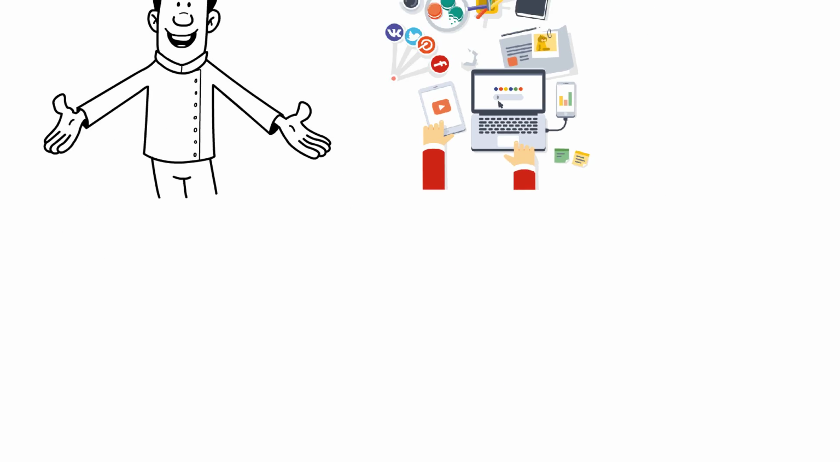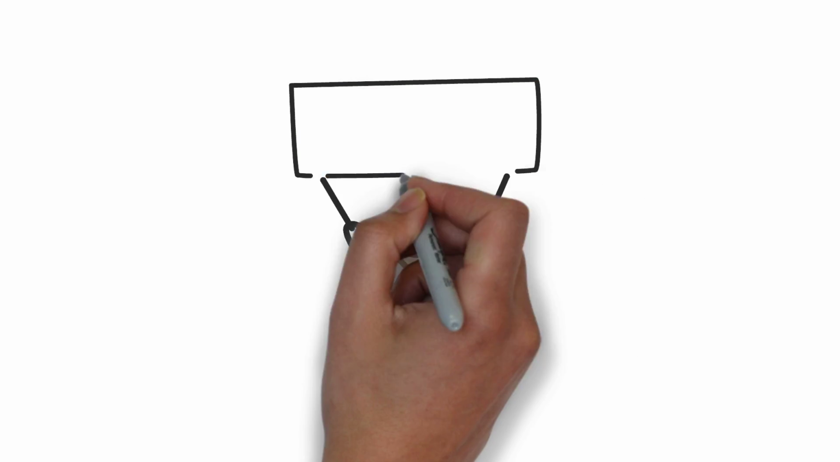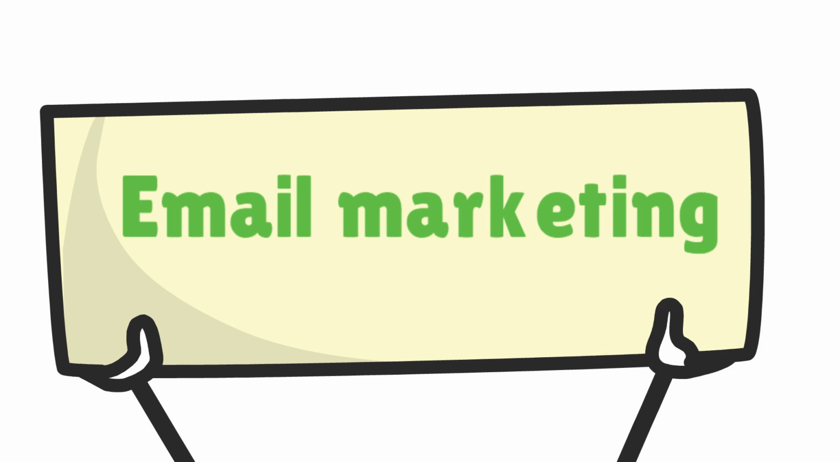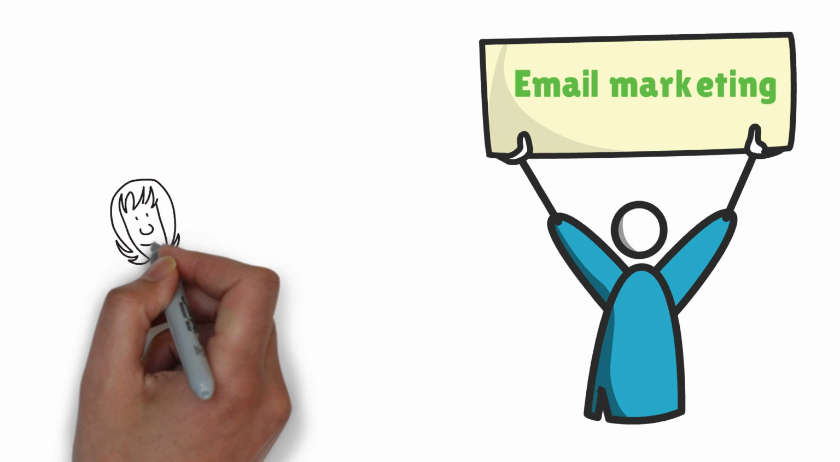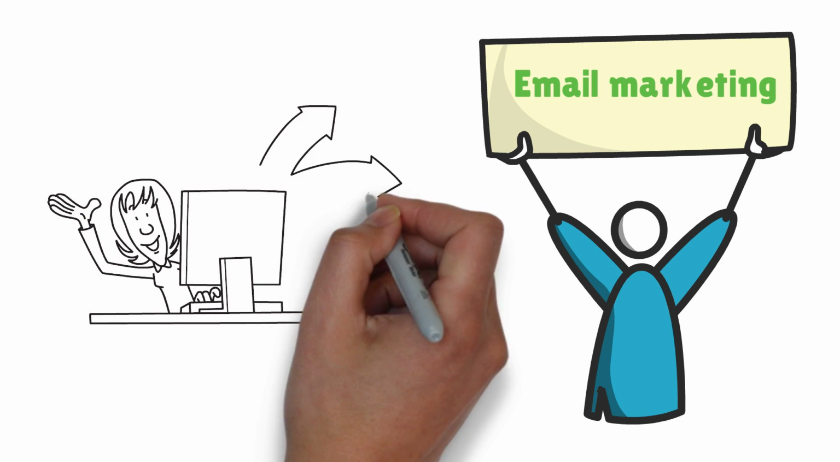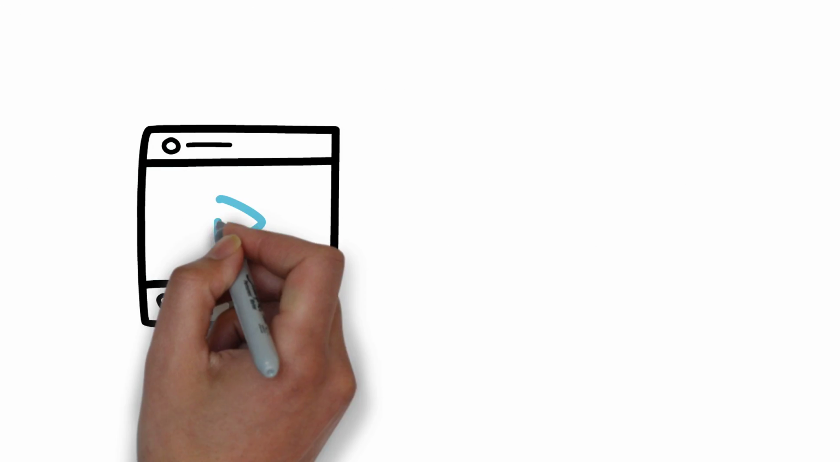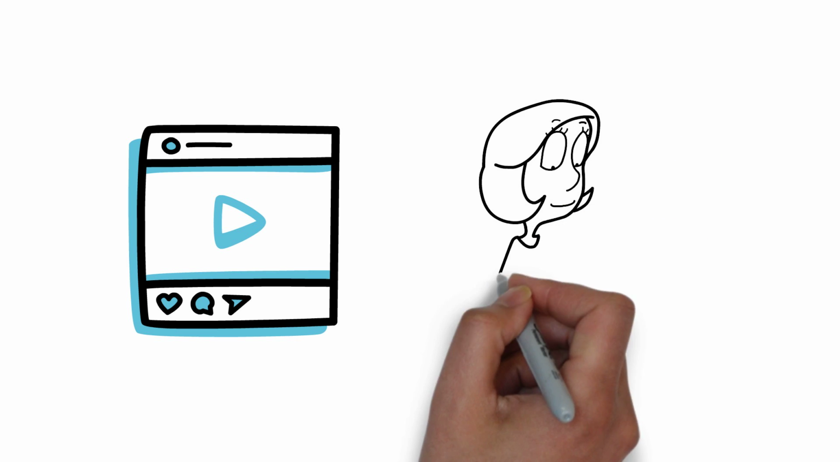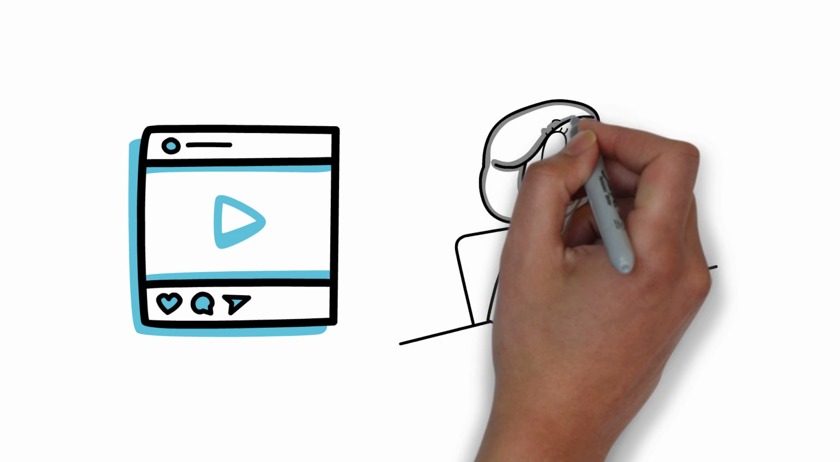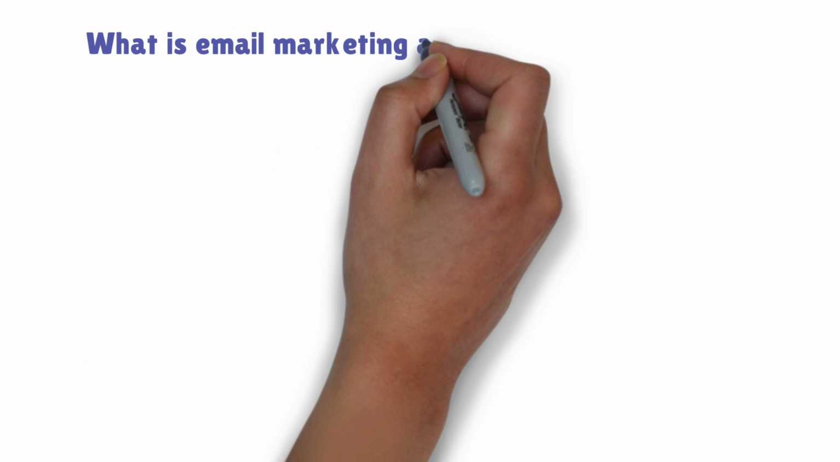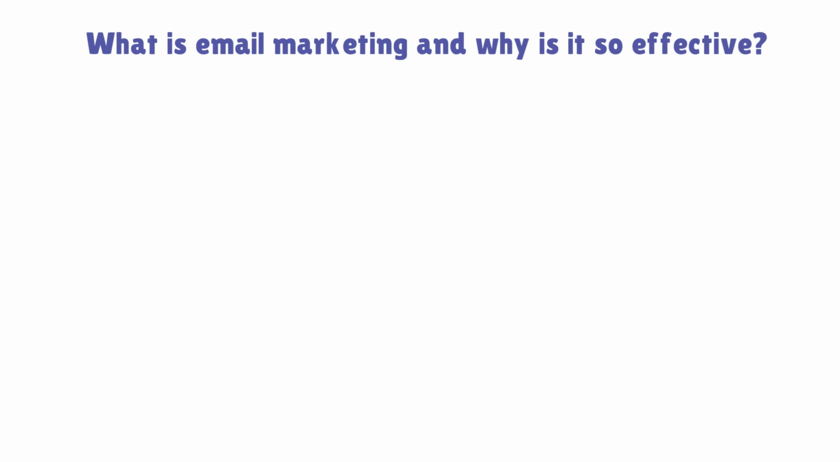In today's video, we're going to talk about one of the most effective digital marketing strategies known as email marketing. Email marketing has been around for decades, and it's still considered one of the most efficient ways to reach your target audience. In this video, we'll cover everything you need to know about email marketing for beginners, including the software you can use to get started. So let's begin with the basics. What is email marketing and why is it so effective?